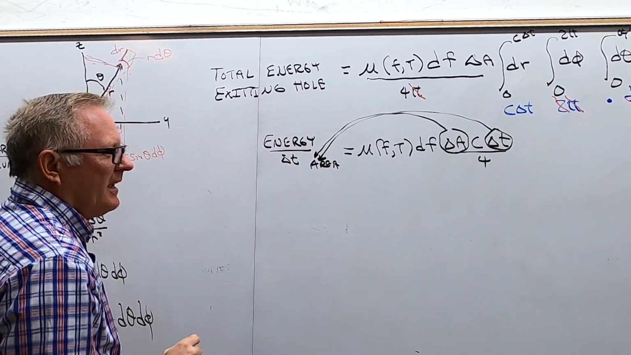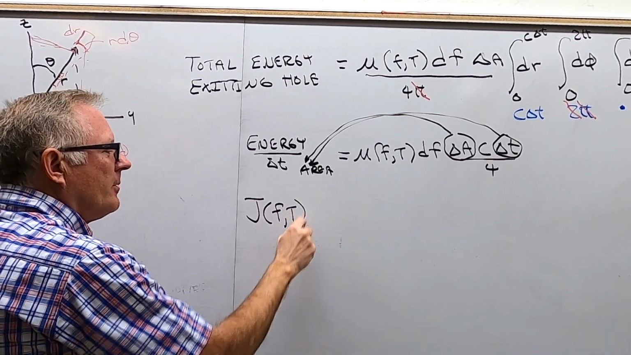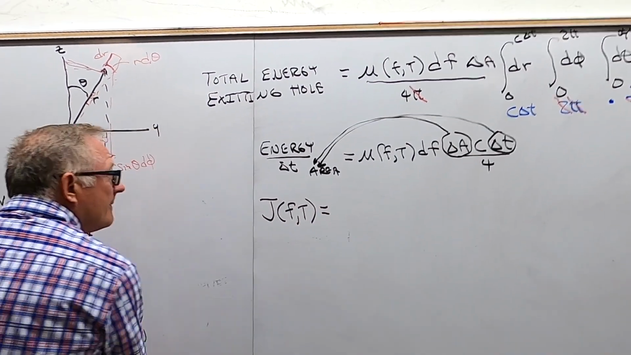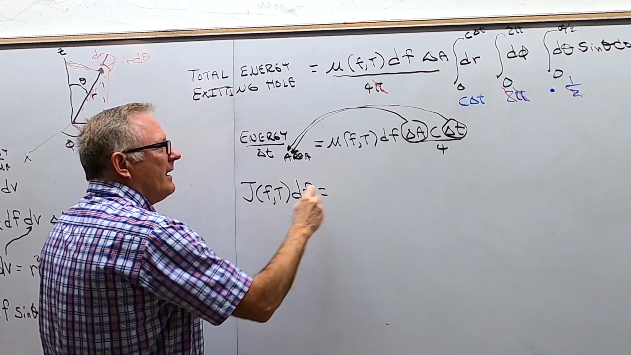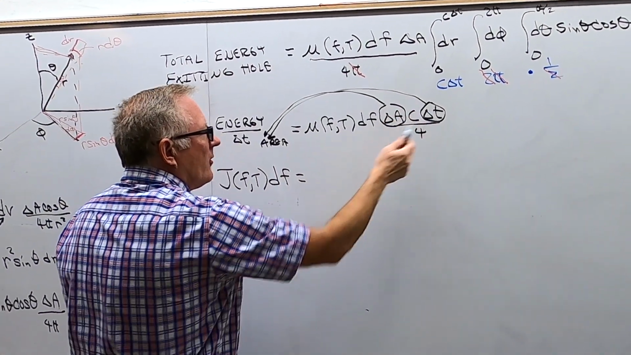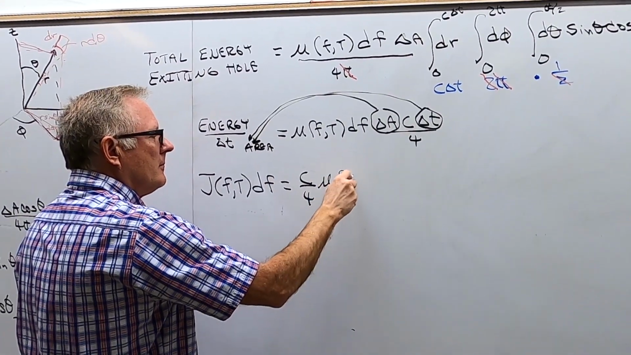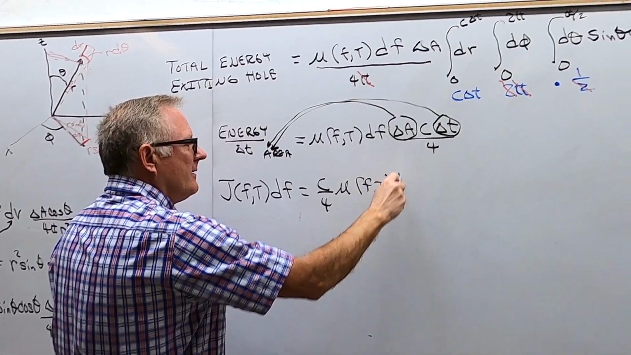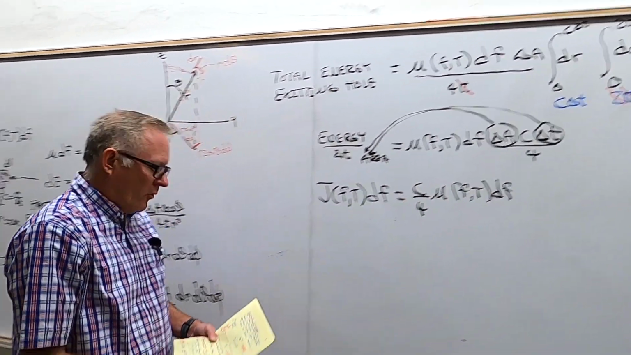That is my J. So J of frequency and temperature, df, what we had before, is just C over 4 times mu(f, T) df. So there was my constant. It's just a factor of C over 4 in there.